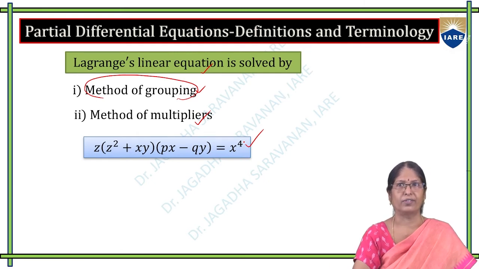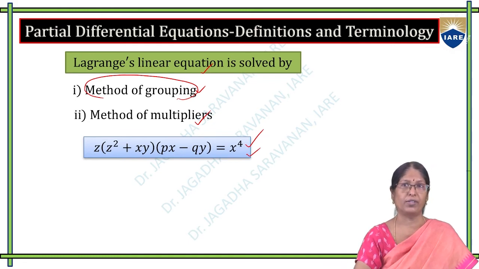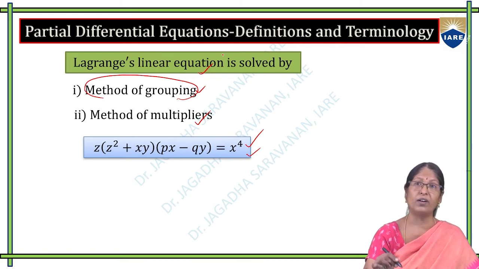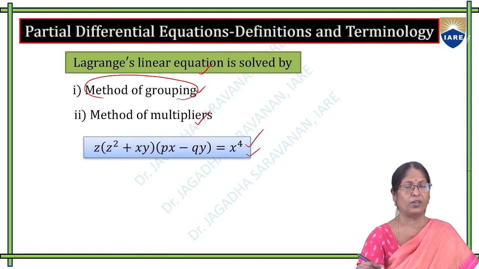Suppose this is some equation we have taken. First we check whether it is in the format of Lagrange's linear equation, that is Pp plus Qq equal to R. If not, modifications are required to bring it into the format of Lagrange's linear equation. This terminology is subject to the method of grouping.